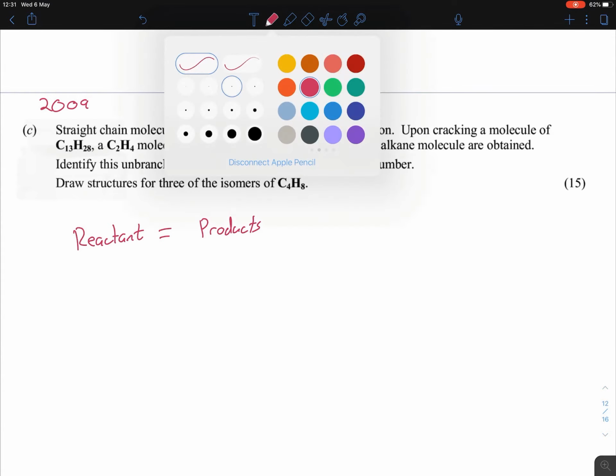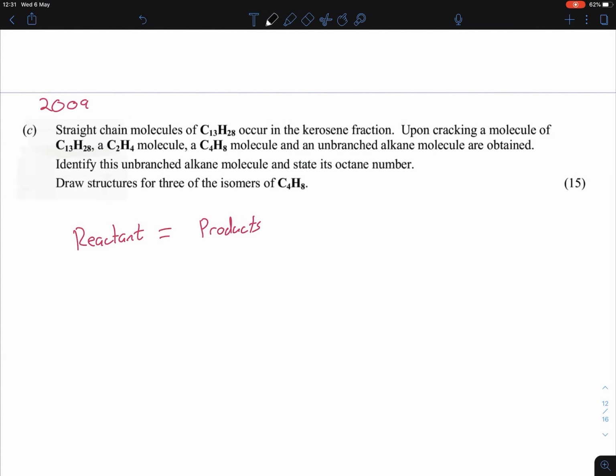So we're starting off with our C13H28, and we're going to get C2H4 plus C4H8 plus something else. Okay, straight off we can see both of these are alkenes because the hydrogens are double the amount of carbons. So what's the story with this?